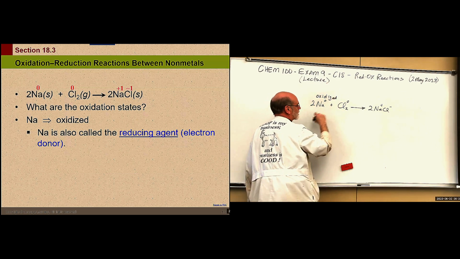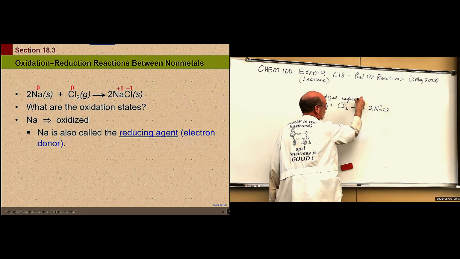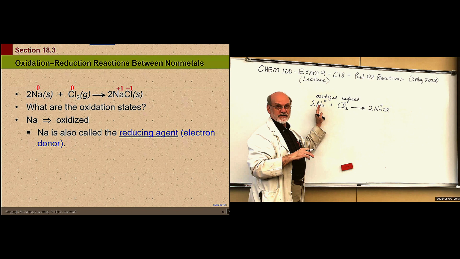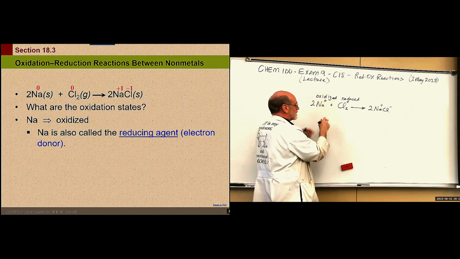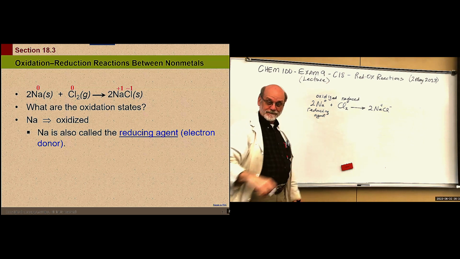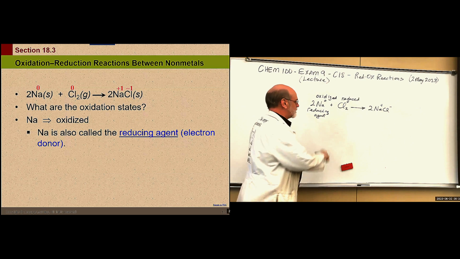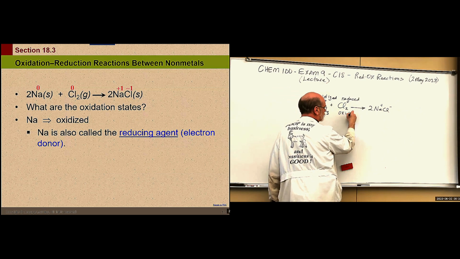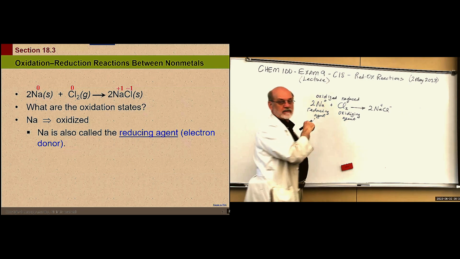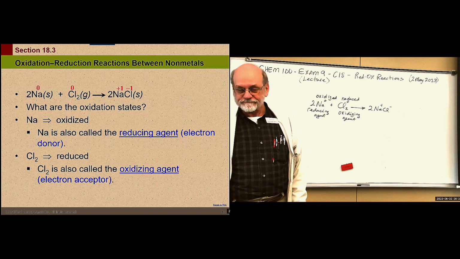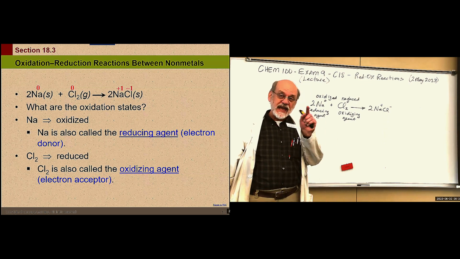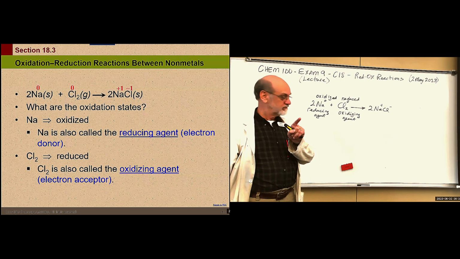And chlorine has to be reduced. But since they always occur together, sodium, when it's oxidized, causes the reduction of chlorine. That means it is a reducing agent. It is the cause of that reduction. That means the chlorine can also be called the oxidizing agent, because it caused the oxidation of sodium. A little bit about terminology there. When we talk about an oxidizing agent, the oxidizing agent itself must be reduced.